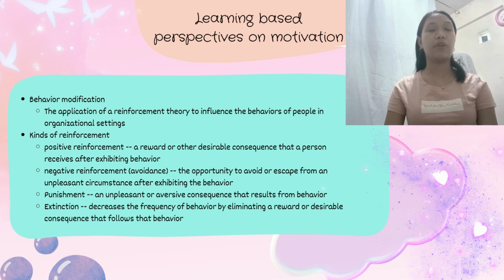There are four kinds of reinforcement. The first one is positive reinforcement, a reward or other desirable consequence that a person receives after exhibiting behavior. Next is negative reinforcement, the opportunity to avoid or escape from an unpleasant circumstance after exhibiting the behavior. The third one is punishment, an unpleasant or adverse consequence that results from behavior. And lastly is extinction, which decreases the frequency of behavior by eliminating a reward or desirable consequence that follows that behavior.